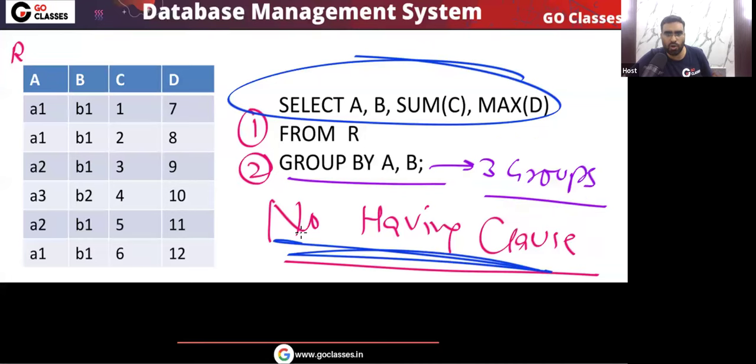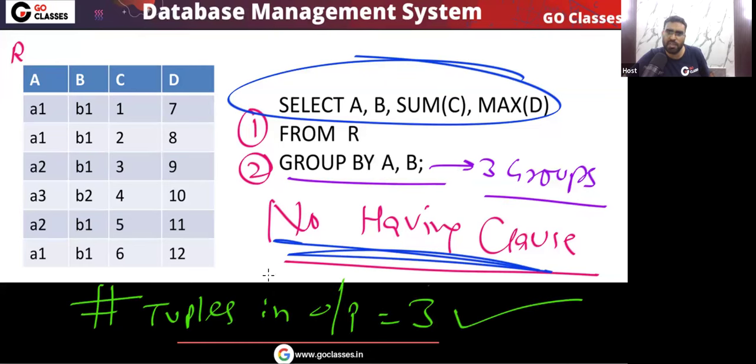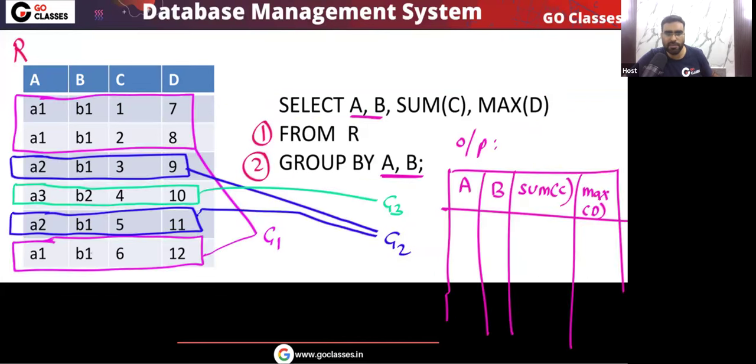When there is no having clause, then the number of tuples in the output will be the number of groups. Because there are three groups, the answer will have three tuples. That's it. You don't have to write the output. Is this clear? If the question is asking the number of tuples in output, that will be the same as the number of groups. The answer will be three. You don't have to worry about the first line. But anyway, just for understanding purposes, let me tell you what the first line will be.